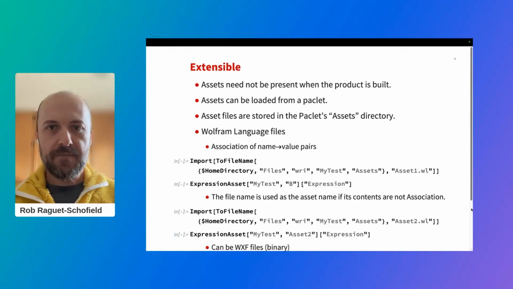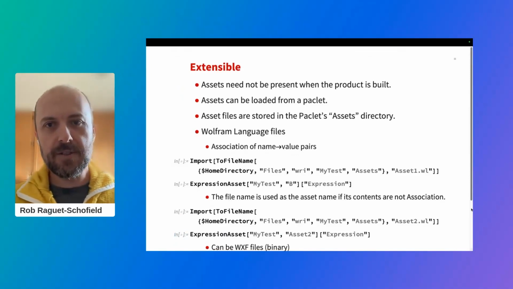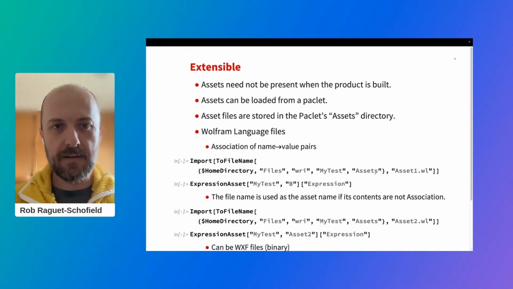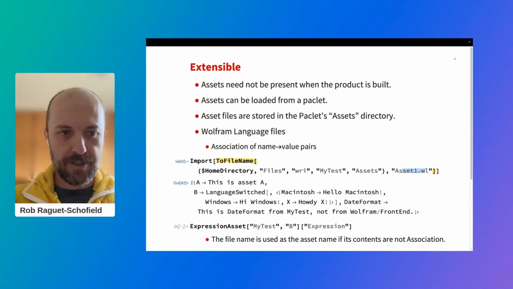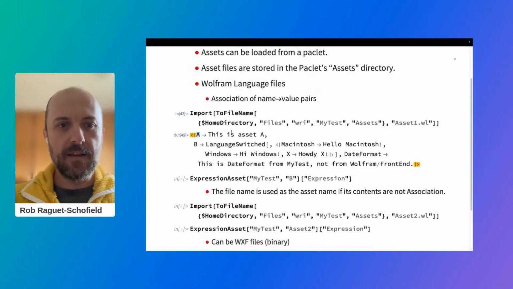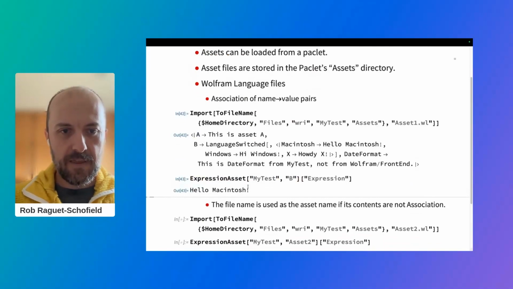So it's extensible. The assets that you use don't need to be built into the product when the product ships. They can be loaded from a paclet. Each paclet can have its own assets directory containing Wolfram language files that define assets. And so here's an example from my test example, there's an asset file, which is just an association containing key value pairs. The keys are the names of the assets, and the values are the values. So there's 3 assets defined here, and then we can get the value of one of them.